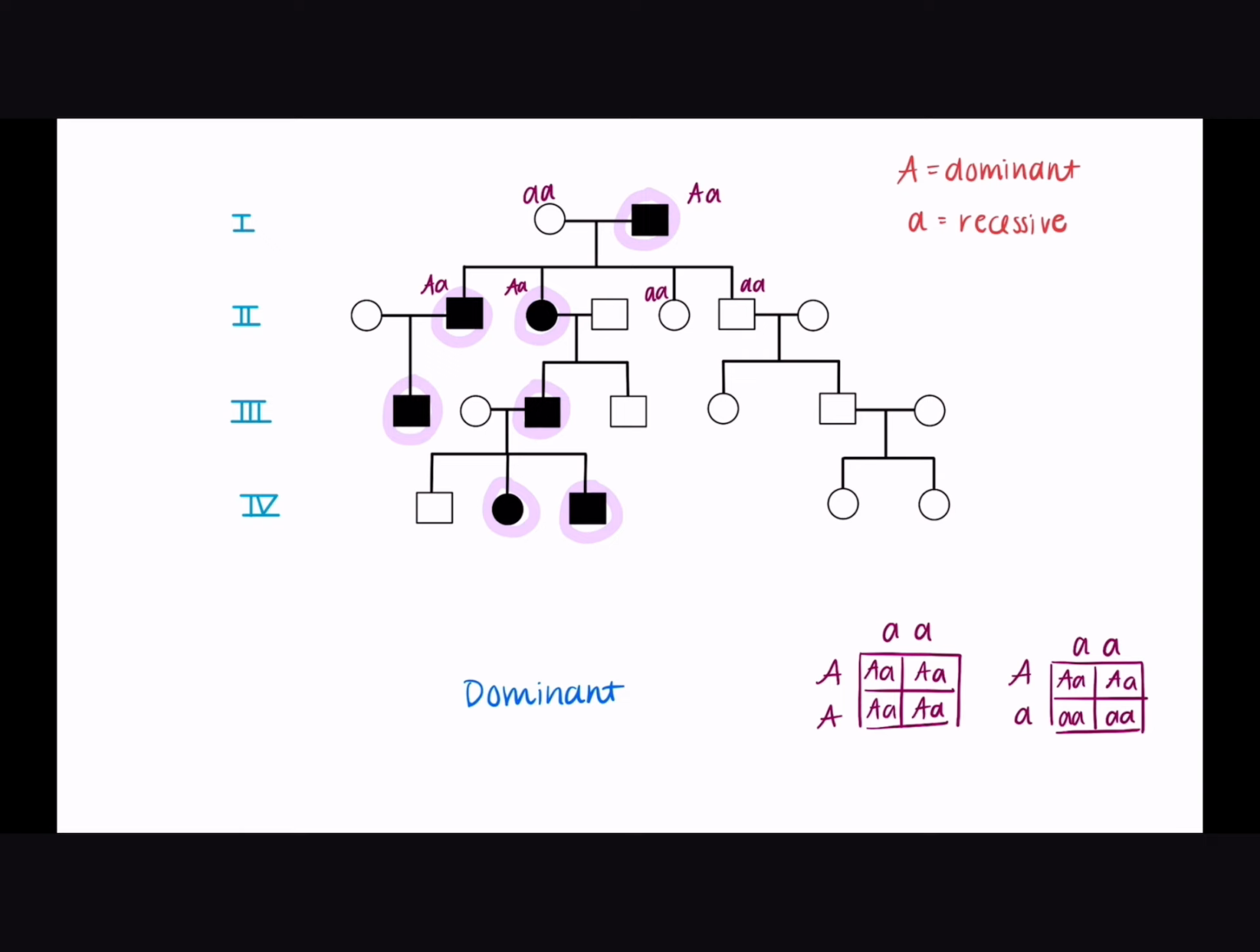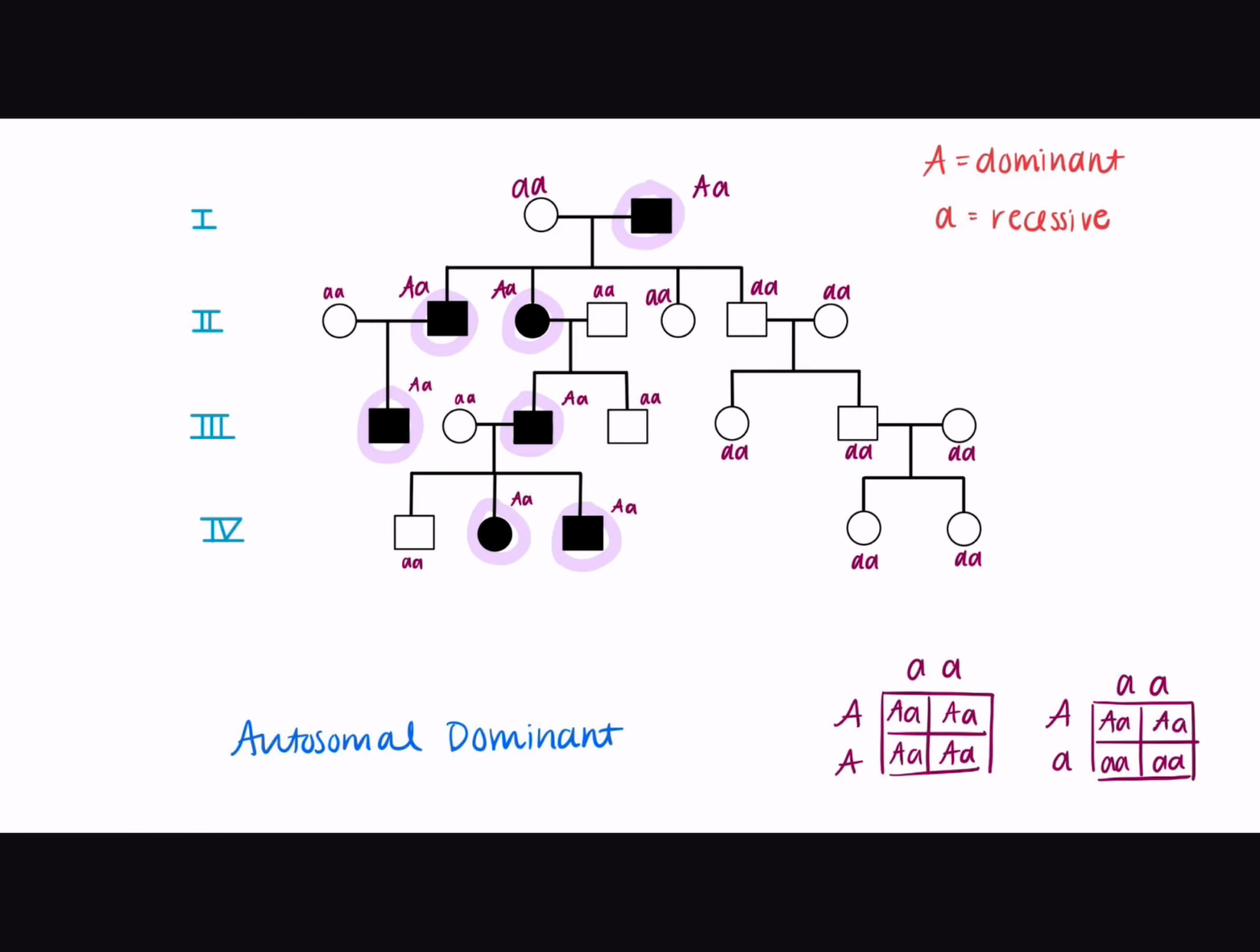The trait never skips a generation. Affected individuals pass the affected allele to their offspring, and all individuals who have at least one dominant allele will express the trait. From these characteristics of this pedigree, we can conclude that the mode of inheritance for this trait is autosomal dominant. Now it's your turn. Feel free to pause the video and fill in the genotypes of each individual in this pedigree. We can see that all individuals who are affected will be heterozygous, while those who are not affected will be homozygous recessive.